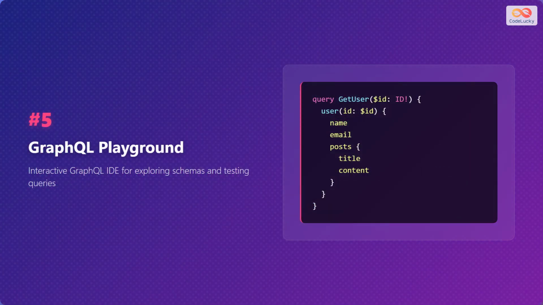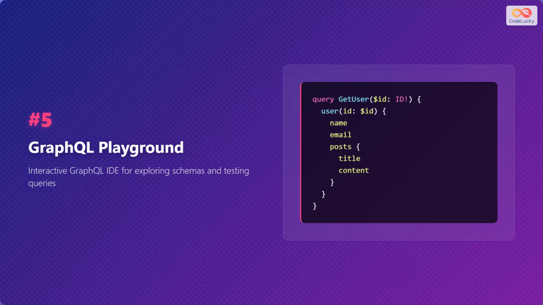The fifth tool is GraphQL Playground. GraphQL Playground is an interactive GraphQL IDE for exploring schemas and testing queries. It provides a user-friendly interface for writing, validating, and executing GraphQL queries.